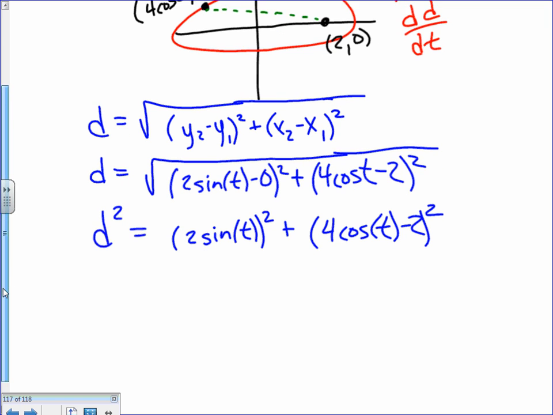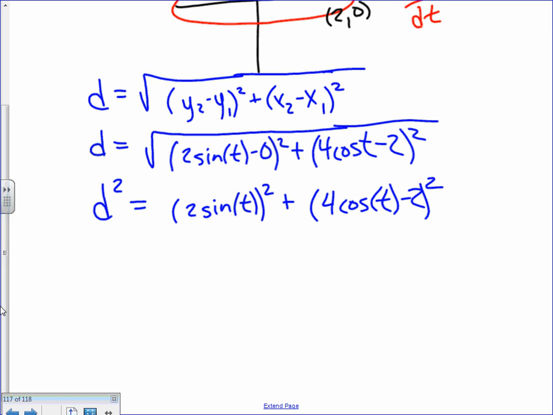Now, before I take the derivative, I'm even going to do a little more simplifying. This first one right here, I don't want to use the chain rule for that. So I'm going to actually square it and get 4 sine squared of t. I guess I'm still going to have to use the chain rule. Whatever, we'll figure it out one way or another. Okay, let's take the derivative. Just go ahead and do it.